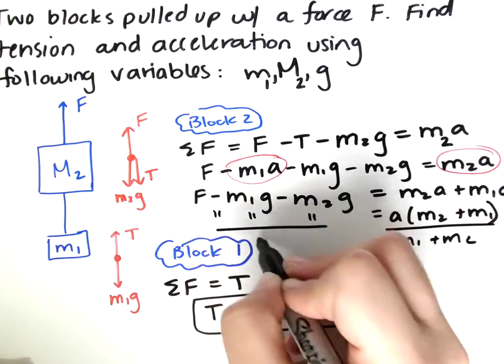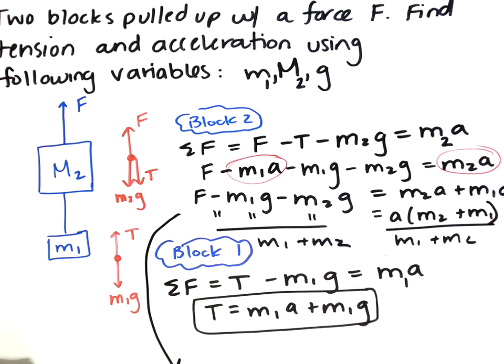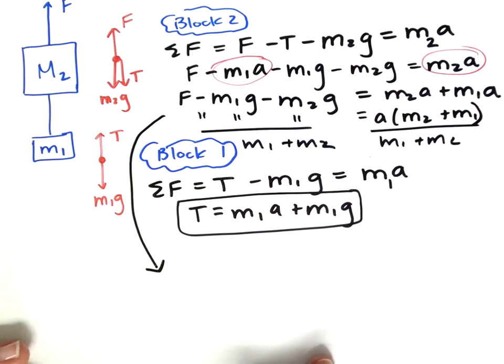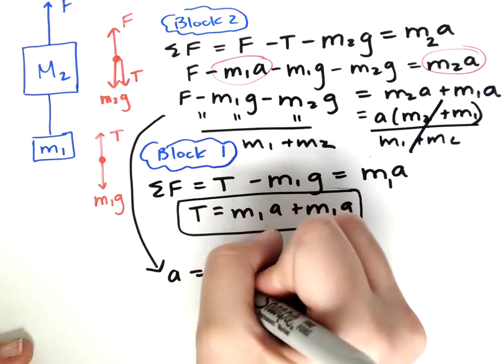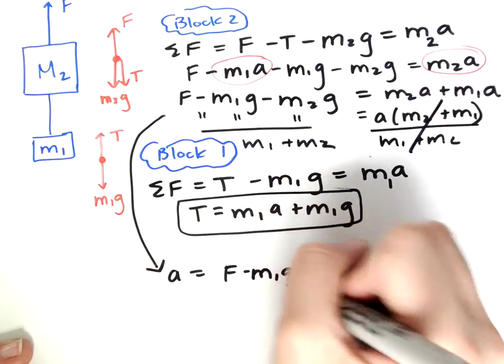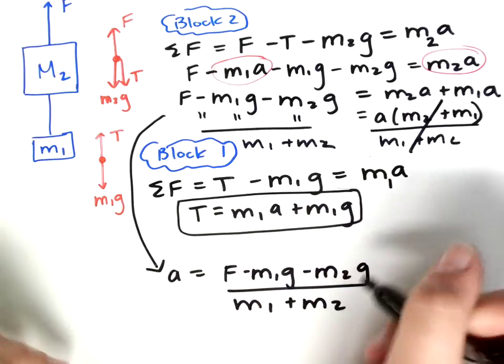And I'm running out of room, so I'll continue it right here. So what's our answer is, well, this one cancels. So we get F minus M1G minus M2G divided by M1 plus M2.